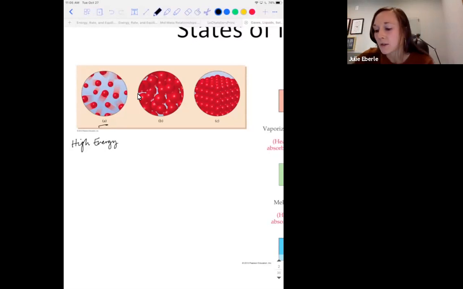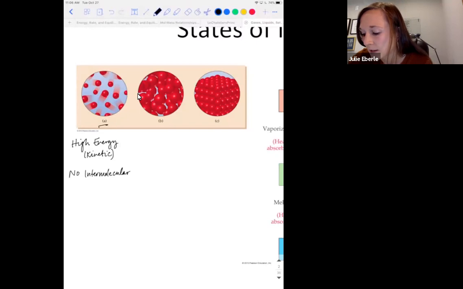So they have high energy, and we could say kinetic, if we're trying to be specific, which I think is good here. High amounts of kinetic energy. Here's another question. Are these molecules in the gas phase really interacting with one another very much, you think, if they're moving so fast? They are not, okay? So we have no intermolecular interactions.